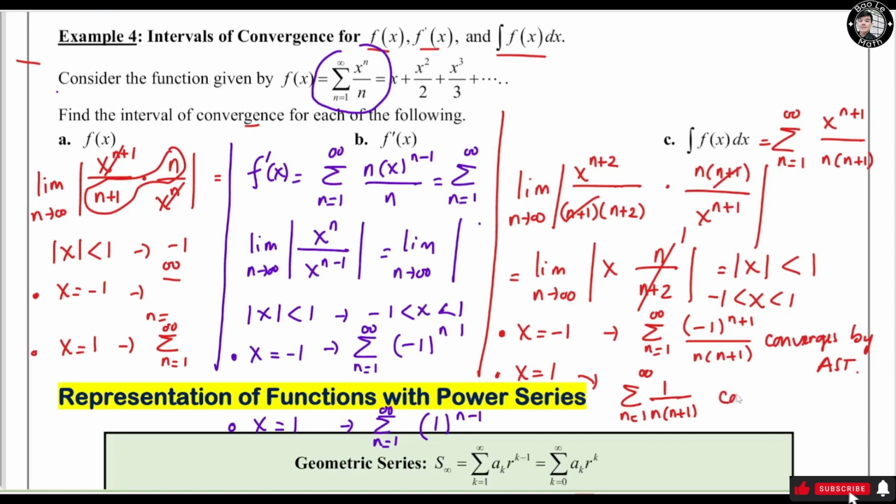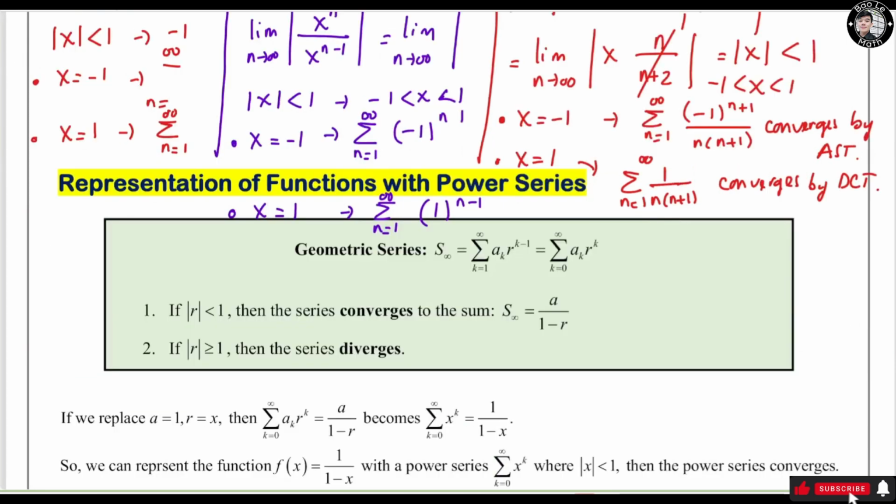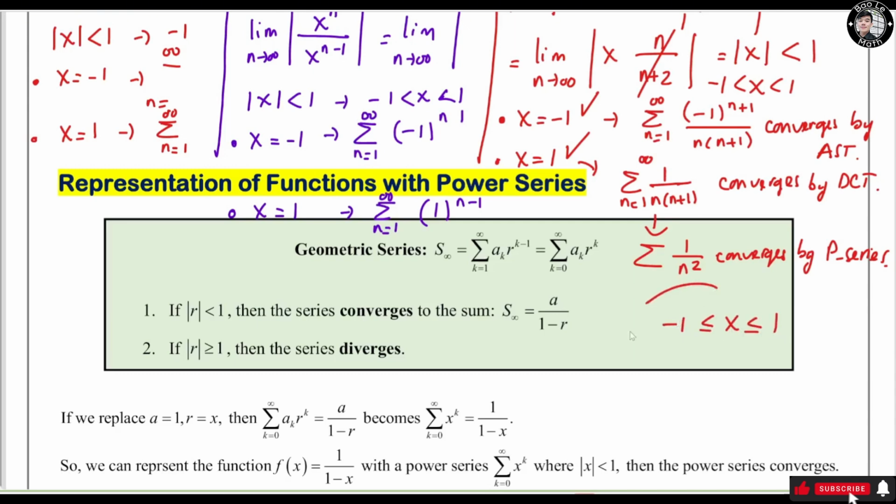This series converges by the direct comparison test, because you can directly compare this one with the series 1 over n squared. This series converges by the p-series test. So the final answer is this one works, so we need to include the endpoints. So it could be -1 less than or equal to s less than or equal to 1. This one is the interval of convergence.